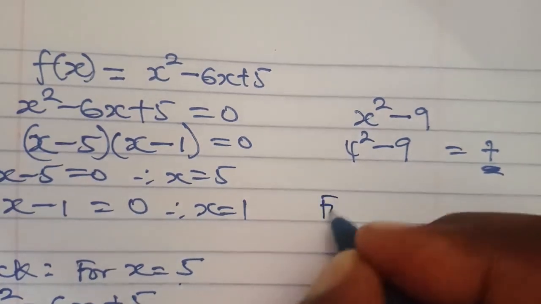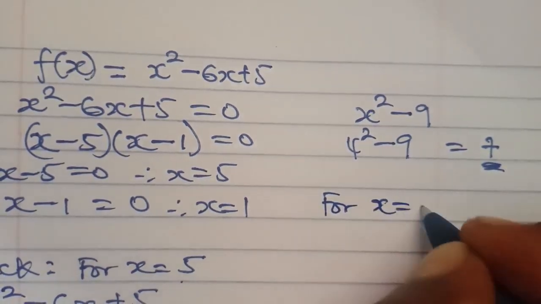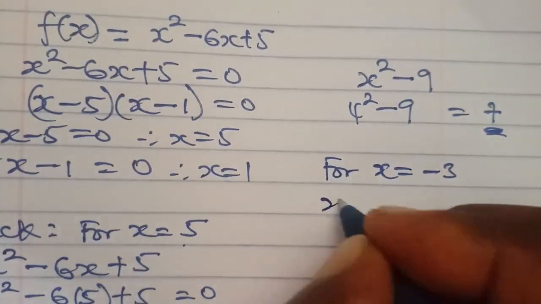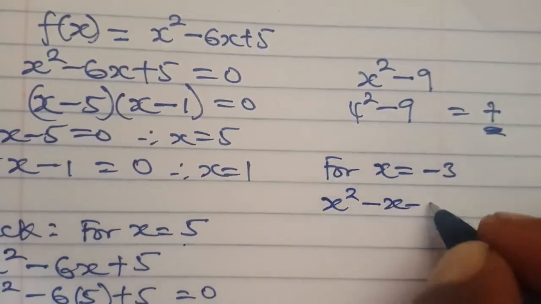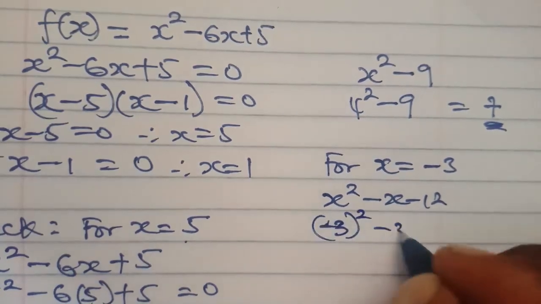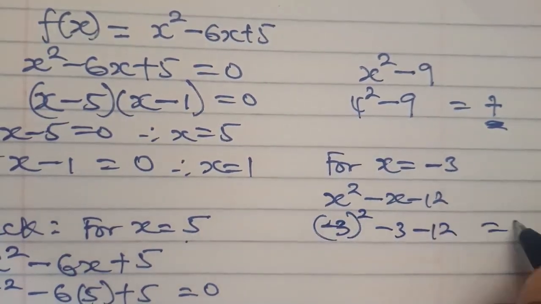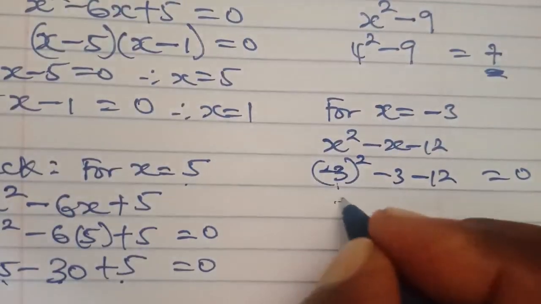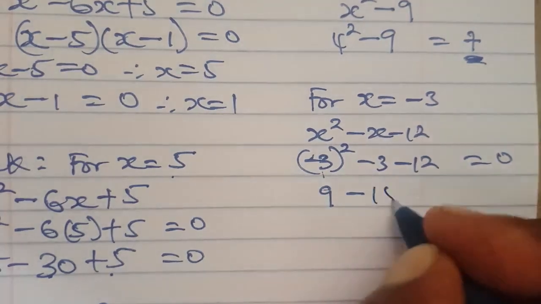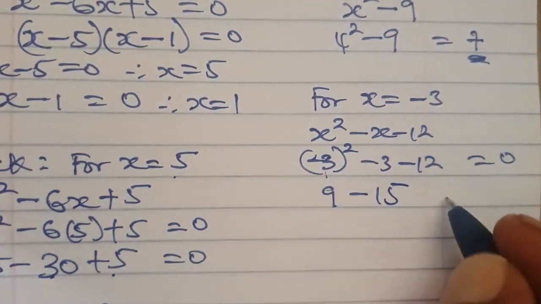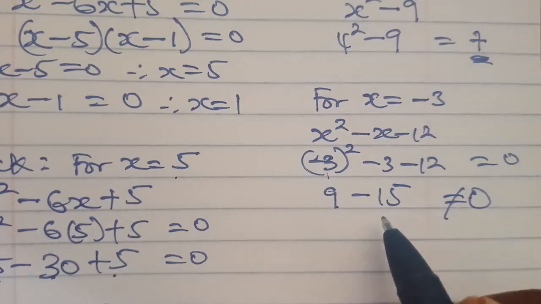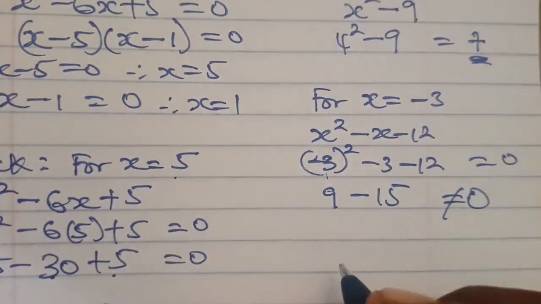Let's check for x equal to negative 3. For the numerator, x squared minus x minus 12, we'll have minus 3 squared minus minus 3 minus 12. Let's check whether it is 0. This is 9 plus 3 minus 12, which is 0. You can see that this is not 0. So since negative 6 is not 0, let's check the denominator.